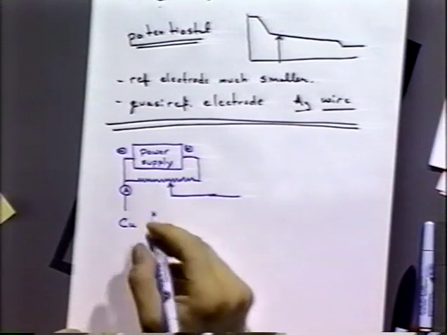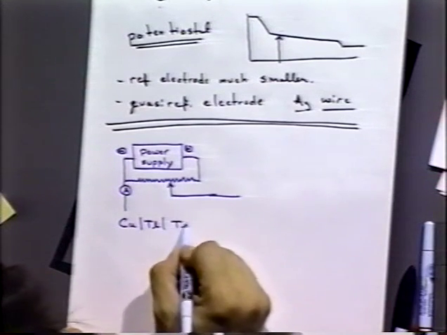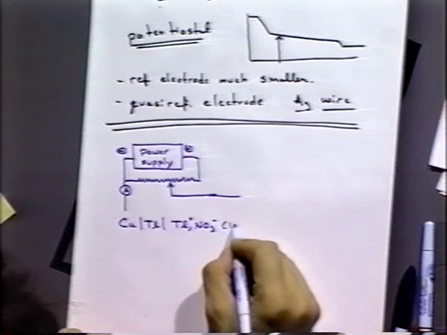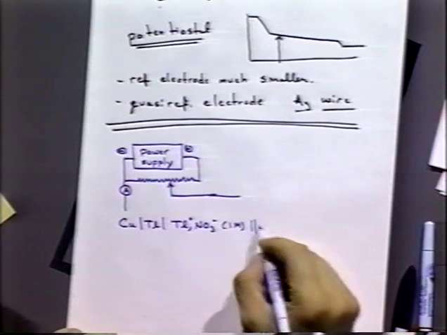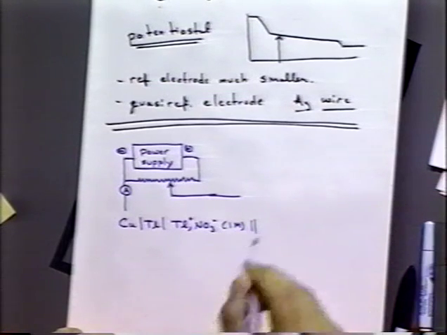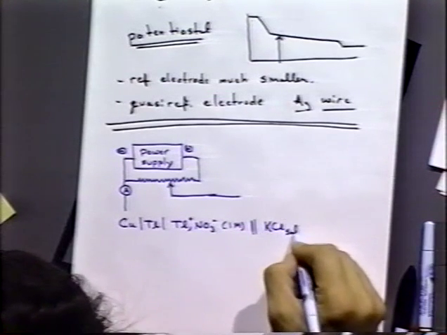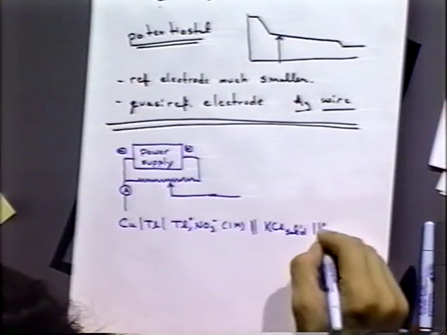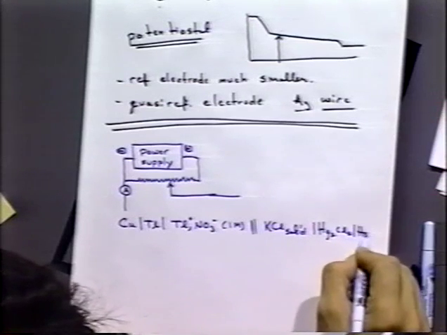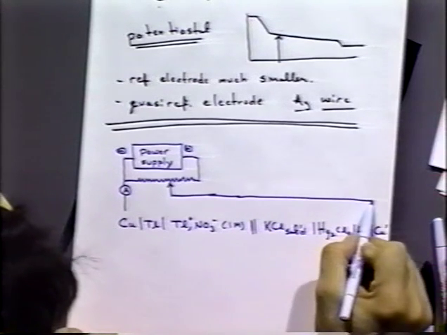Let's put in a system of a copper wire that's connected to a thallium electrode in a solution of thallium nitrate. And we have a porous membrane again, might be a glass frit or an agar plug, something like that. We can put in now a KCl saturated solution with calomel. Okay. And mercury and copper.